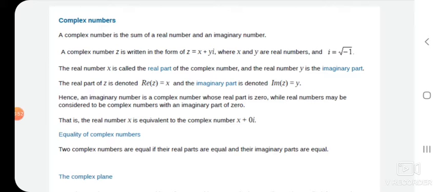Now, equality of complex numbers. Two complex numbers are equal if their real parts are equal and their imaginary parts are also equal. When two complex numbers are equal, in that case their real parts as well as imaginary parts are equal.